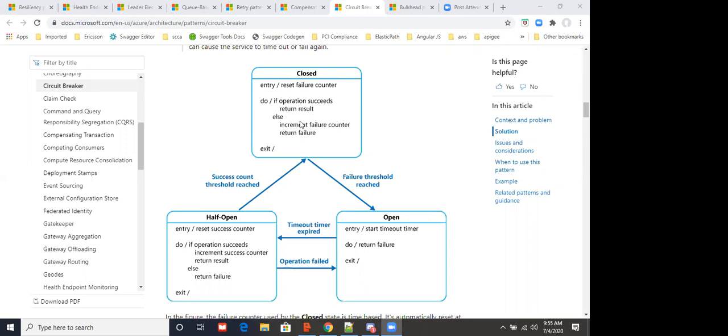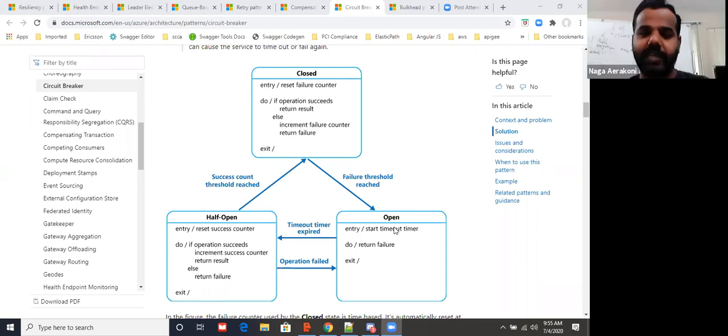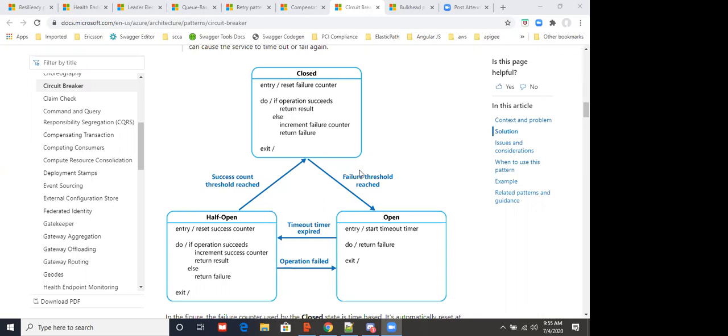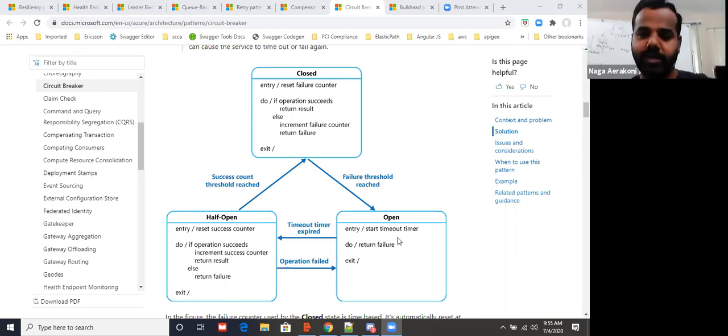Okay, yeah, it makes sense. From closed to open, it works like that. Yeah, correct. So it's based on whether it reaches the threshold that you define for a certain time limit, and only then it goes to open. In the open state, it'll have some timeout.